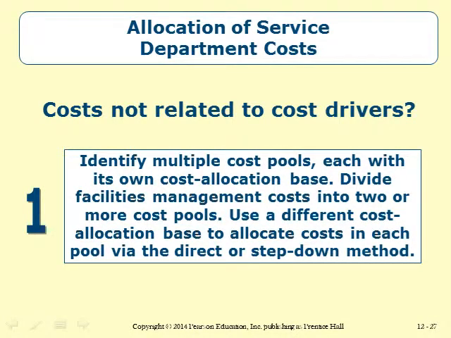And so what about costs not related to cost drivers? So first we have to identify multiple cost pools, each with its own allocation base. We have to divide the facilities management costs into 2 or more cost pools and use a different cost allocation basis to allocate the cost in each pool via the direct or step-down method. For cost pools with costs that vary with the cost allocation base, the allocation is straightforward. The use of more units of the cost allocation base results in the allocation of more cost.